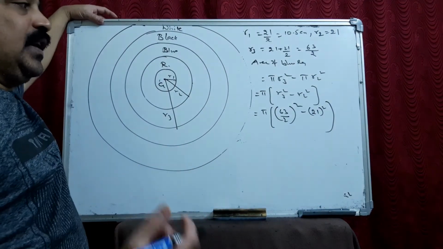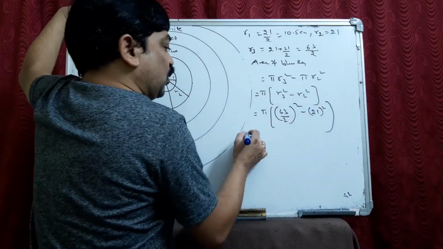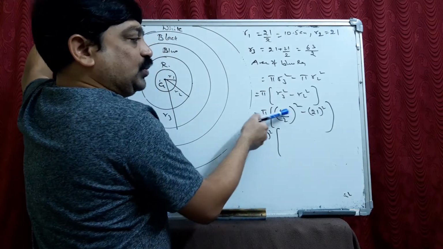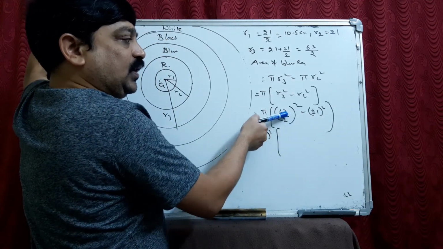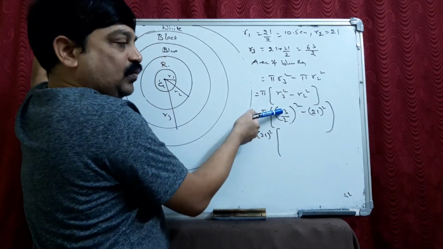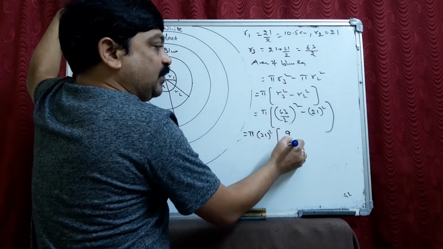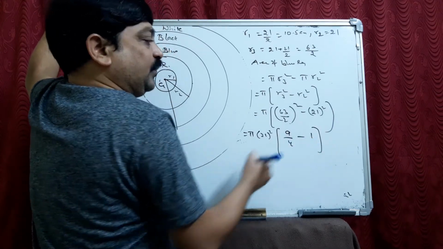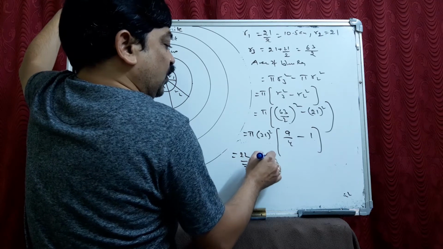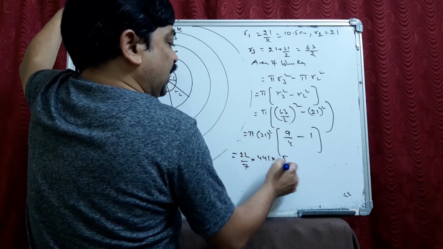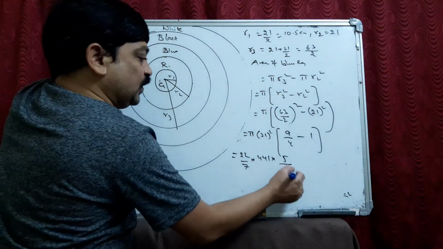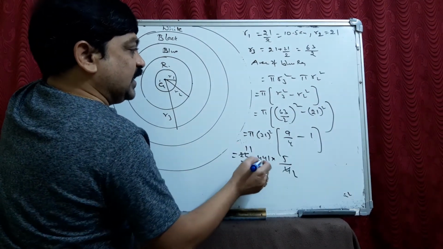If you do it a little smartly, I can take 21 square common outside. Pi into 21 square. It is 21 into 3; if I take 21 square outside, it becomes 3 square by 2 square, which is 9 by 4 minus 1. It becomes 22 by 7 into 441 into 5 by 4. Because if you take the LCM, it becomes 5 by 4.